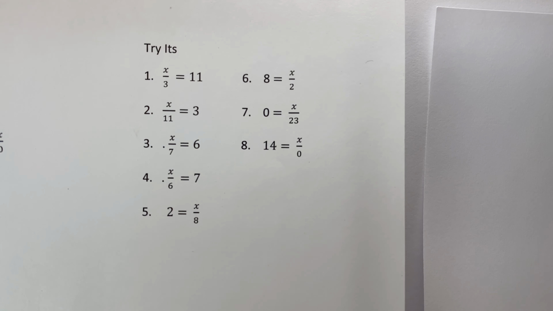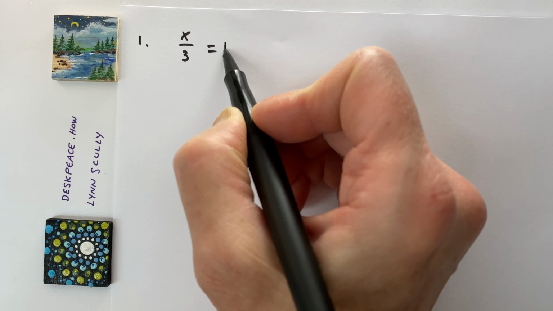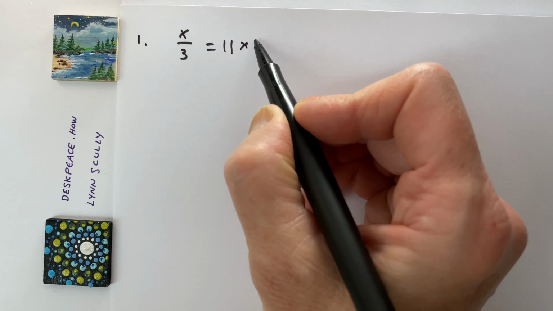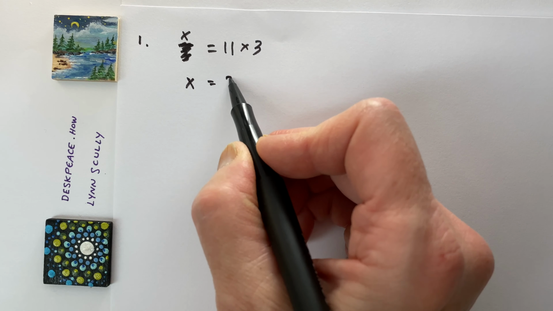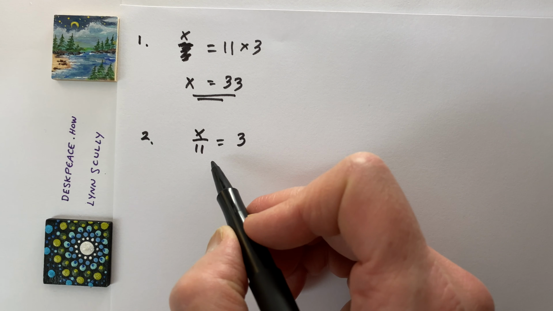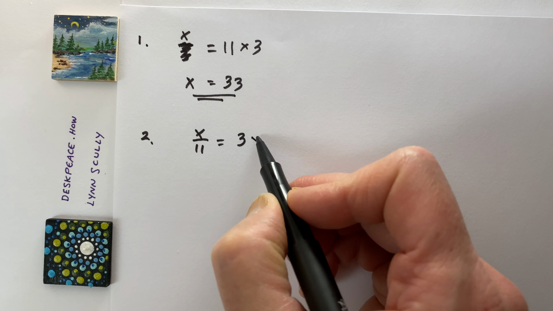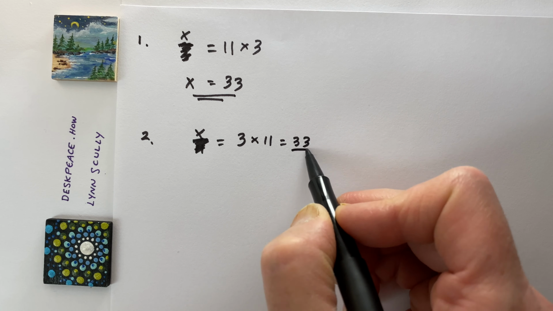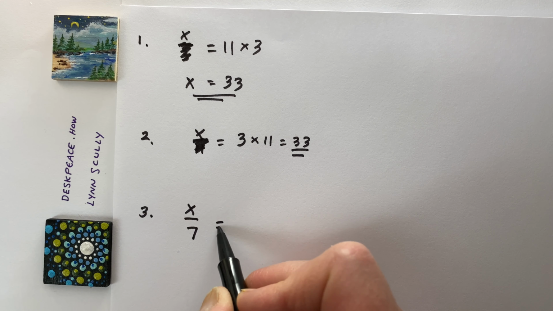Moving on to these triads. Number 1, x over 3 equals 11. I want to get the x alone. The 3 is attached by division, move it by multiplication to the other side of the equal sign. That undoes the division. I get x equals 33. Number 2, x over 11 equals 3. I want to get the x alone. 11 is attached by division, move it by multiplication to the other side of the equal sign, and I get x equals 33.